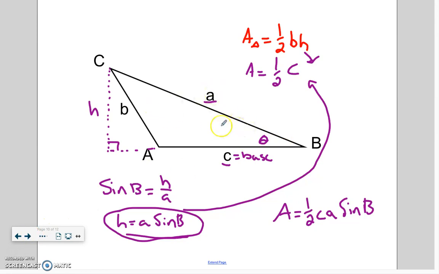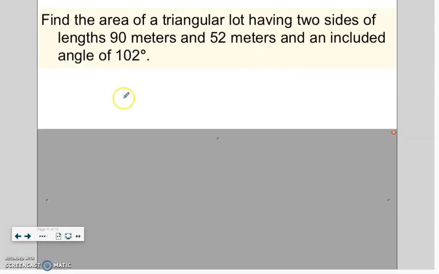If I give you 3 sides, like I said, you can find that angle, or you can use Heron's formula. So for example, find the area of a triangle lot having 2 sides of length 90 and 52. And the included angle is 102 degrees. I want to know how much space this triangle lot is going to take up.